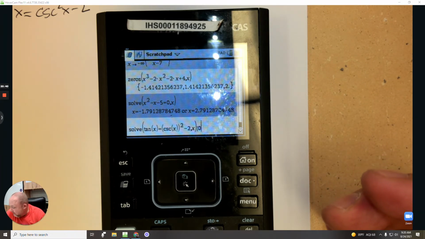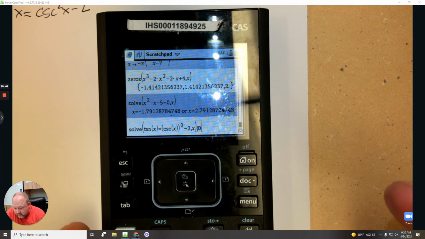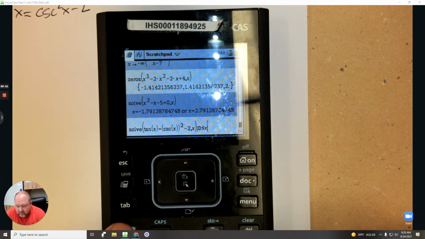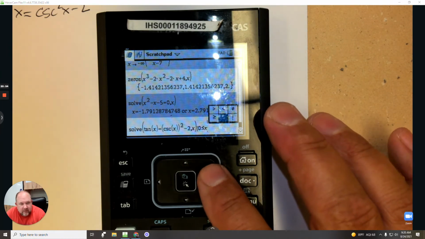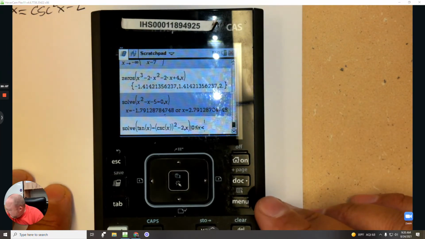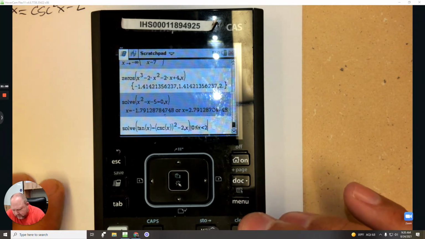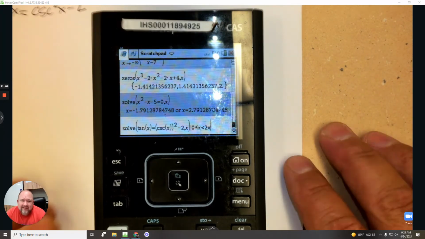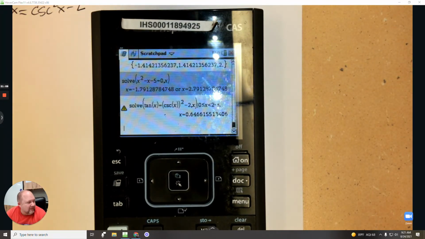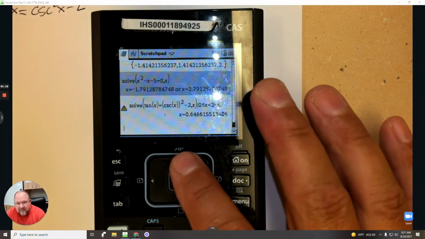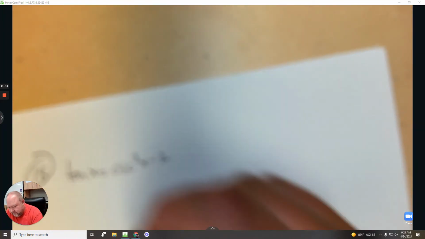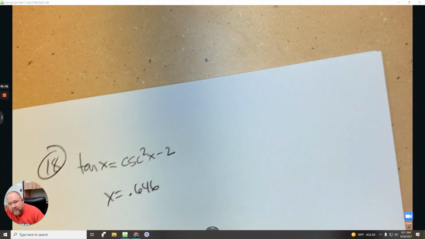So I'm going to go 0. 0 is blocked, so it's going to be greater than, this one right here, x. And then the other one's just less than 2 pi. So that's one way to put it. Let's hope I did it right. So I put it in with a restriction. So it's 0.646. And you have the answer.